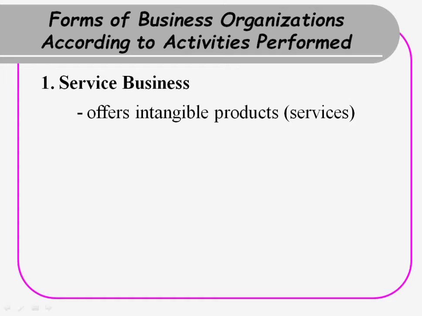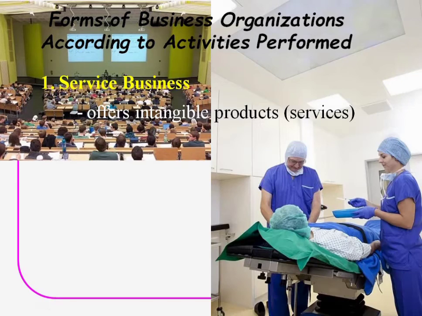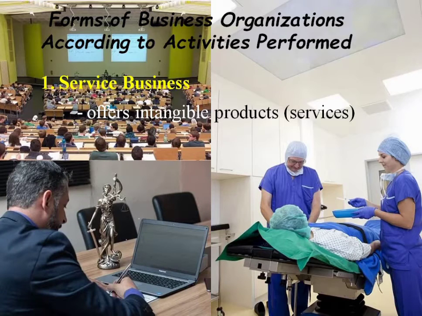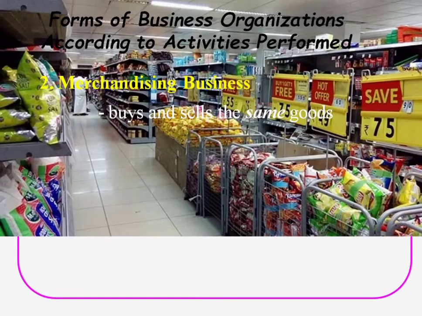Examples of service businesses include schools, which render educational services, hospitals, which provide medical services, and law firms, which offer legal assistance. A merchandising business buys and sells the same goods, meaning what it sells are those goods which it buys. It sells the goods it buys as is. Hence, it is commonly known as a buy and sell business. Others refer to it as a trading business.